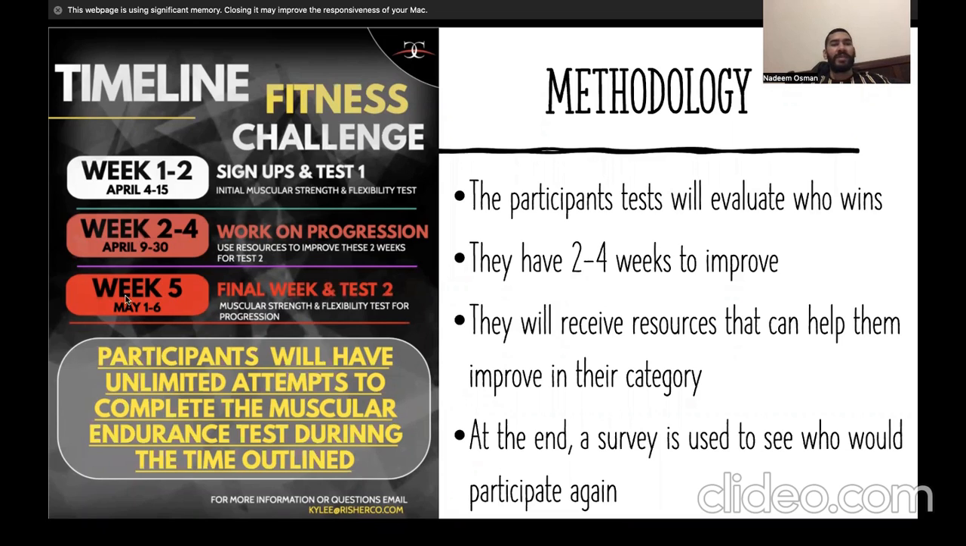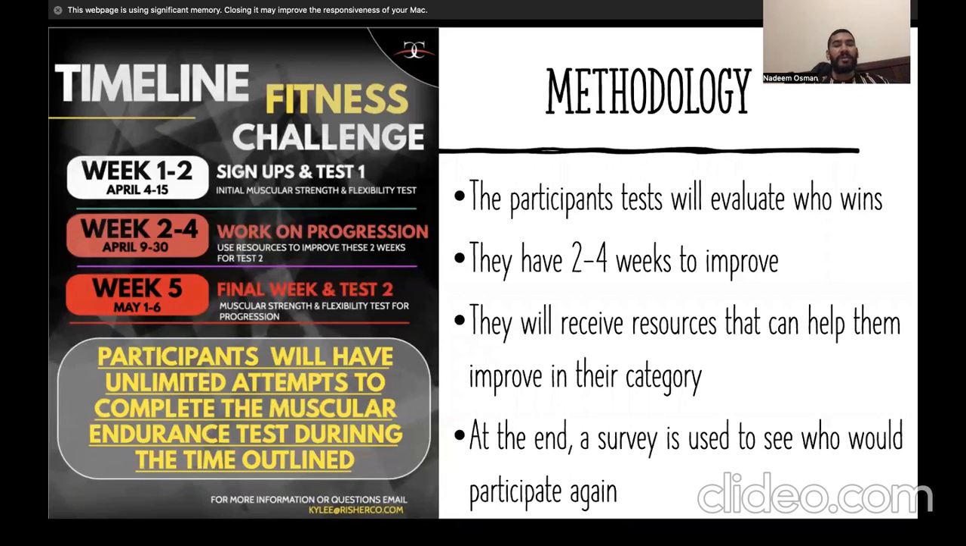And then for week 4, I had to add another week, which was week 5. That's the one that bled through into May. It is the final week they will have the second test on for the muscular strength and flexibility test. So we can see what kind of improvements they made and determine the winner off of those improvements.